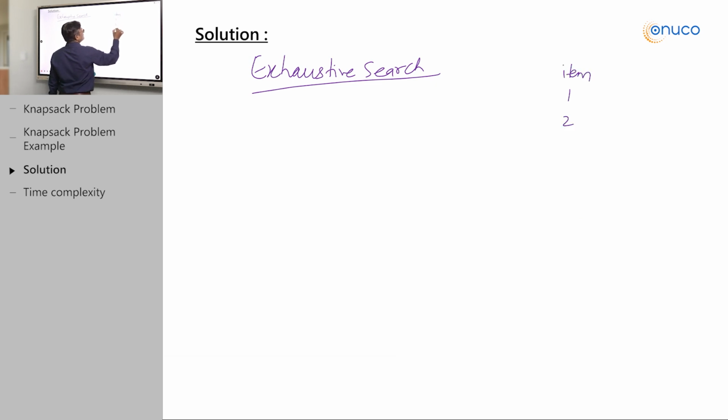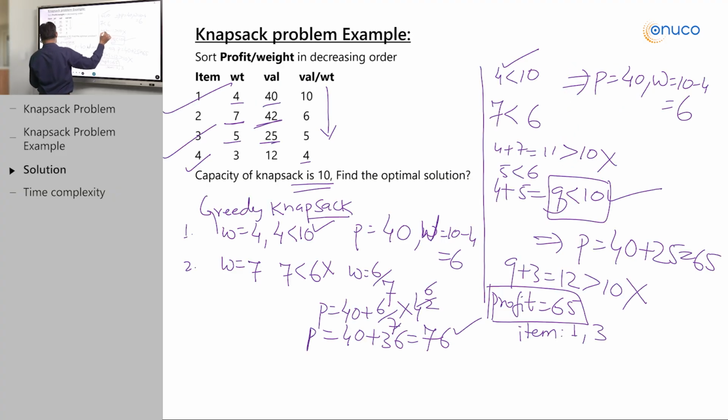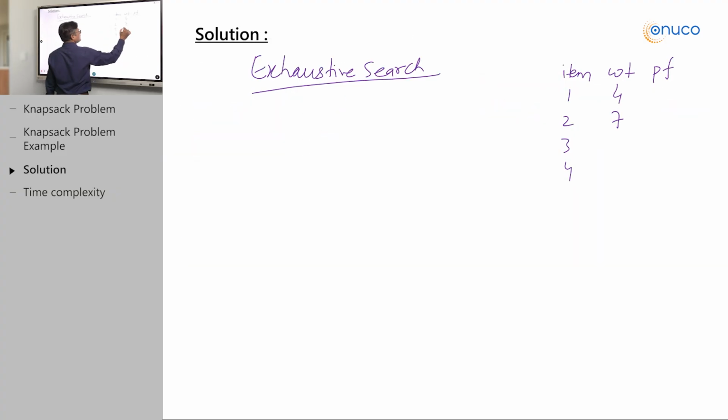Items 1, 2, 3, 4, with weights 4, 7, 5, 3. Here we have profits 40, 42, 25 and 12.